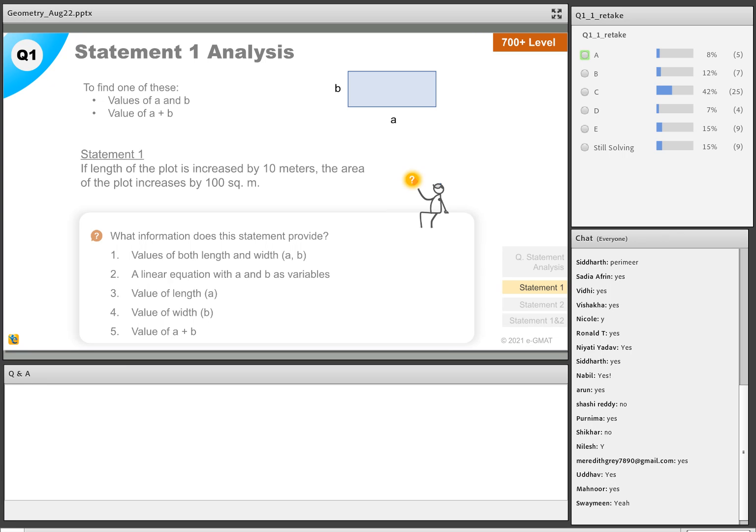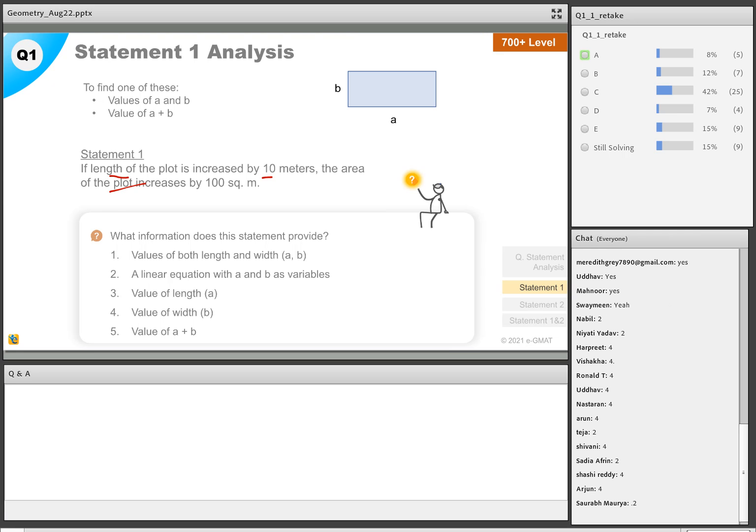The first statement tells me if the length of the plot is increased by 10 meters, the area of the plot increases by 100 square meters. So tell me, according to the 5 options, which one is correct? Which one of these 5 statements is correct? Perfect. So we essentially get a linear equation and then we get to the value of B, right?